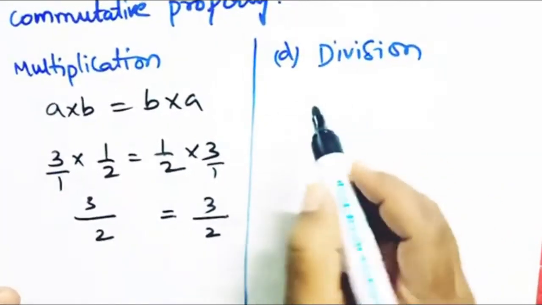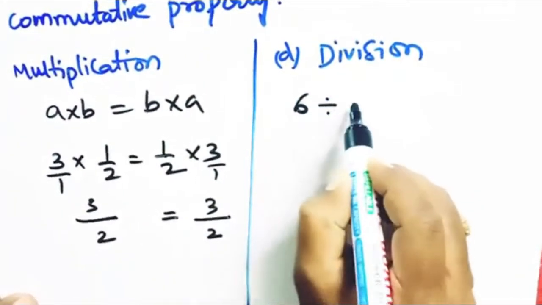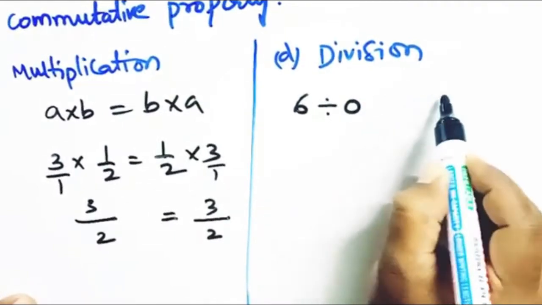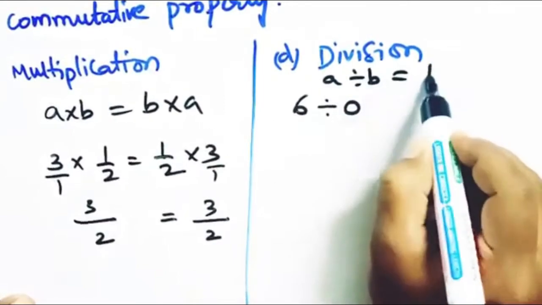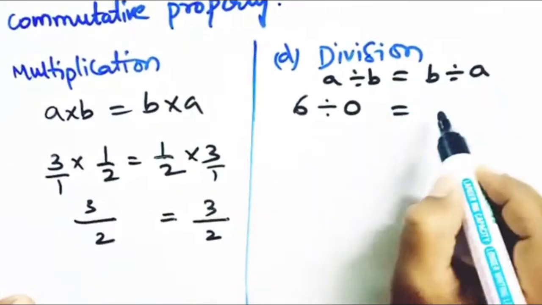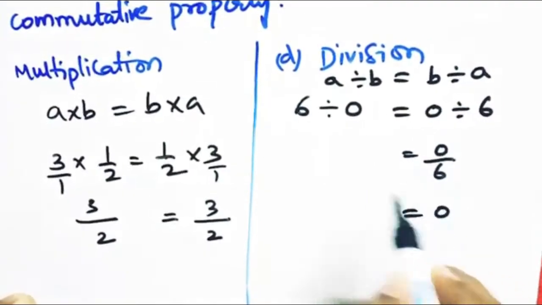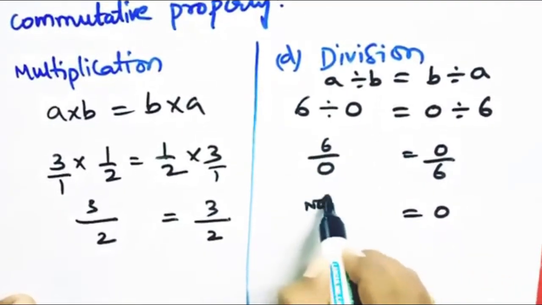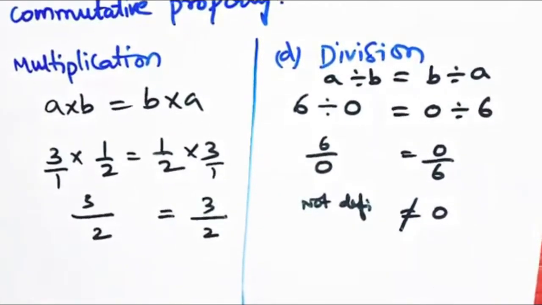Next go with the example for the division. I'm taking 6 divided by 0, and this statement, a divided by b equal to b divided by a. Now we can check the condition. So this is 0 by 6. 0 by 6 is nothing but 0, but 6 by 0 we can't define the answer, so this is not equal. So from this example we can conclude that division of rational numbers is not commutative in the set of rational numbers.